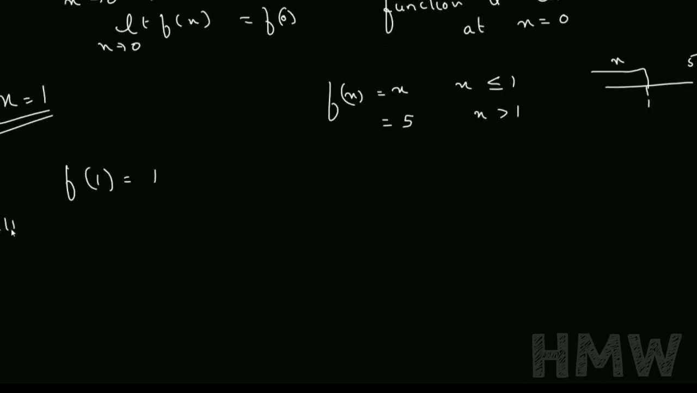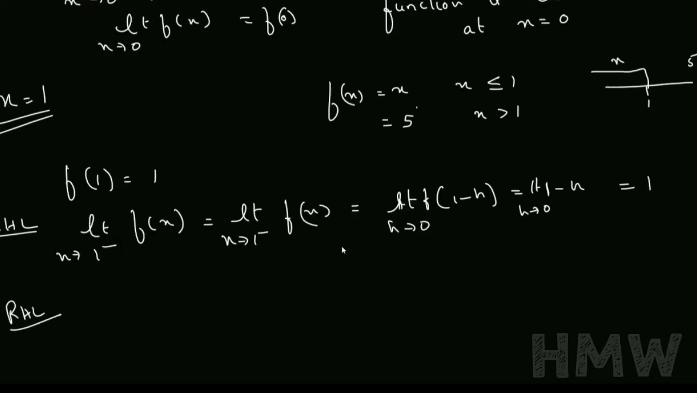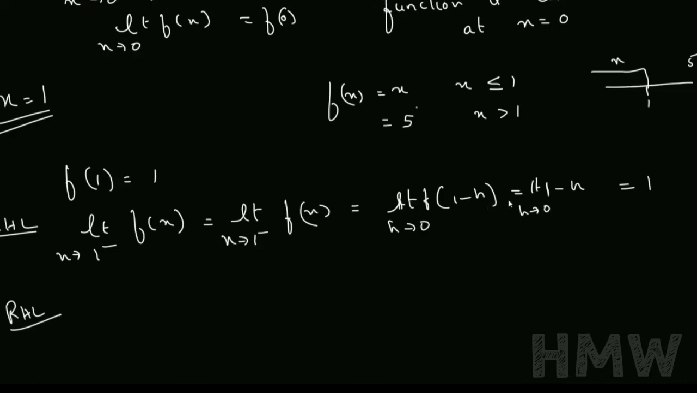Now let us find the left hand limit. So limit x tends to 1 minus of f of x. Left hand limit, this is the notation we use. What is the function left of 1? So left hand limit is limit x tends to 1 minus of f of x, that is limit h tends to 0 of f of 1 minus h. So you have to write x as 1 minus h. So it will become 1 minus h, that is equal to 1.